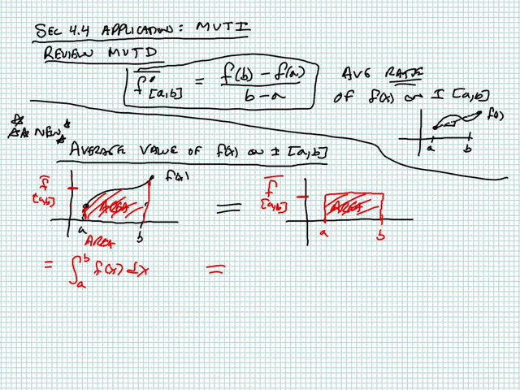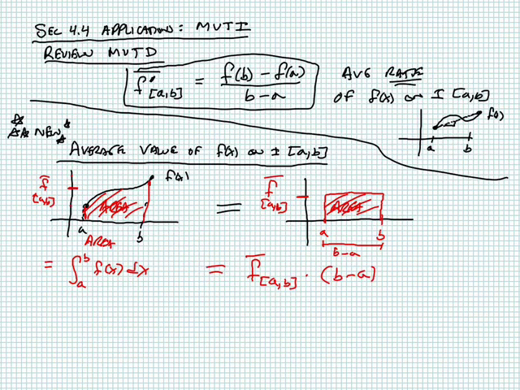And so I know the area underneath the curve is going to be the integral from a to b of f of x dx. But the area of this rectangle: the rectangle has a height of the average y value, and a base down here. And the base of this rectangle is going to be b minus a. So I know that the area of this rectangle is going to be the height, which is the average value of the function, a to b, times the base, which is b minus a.